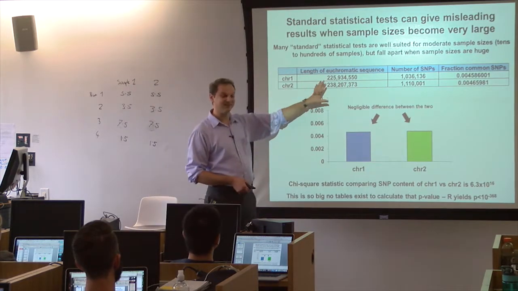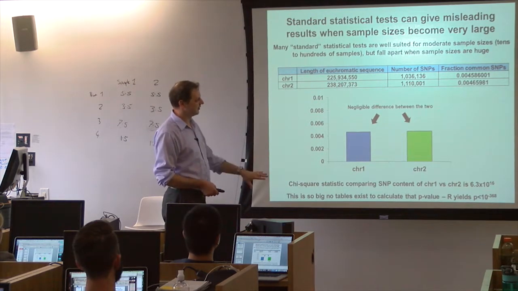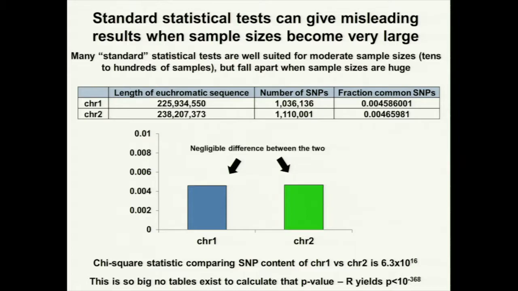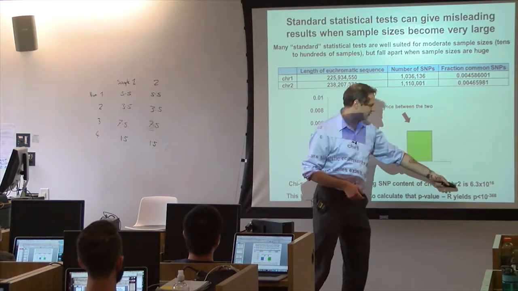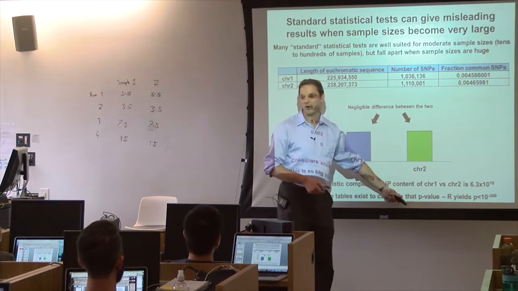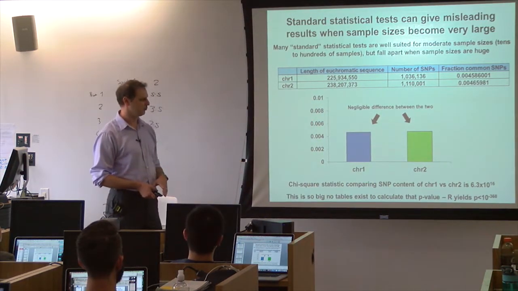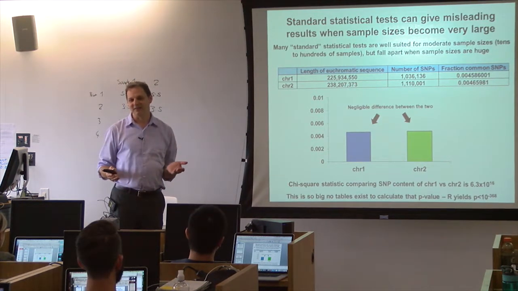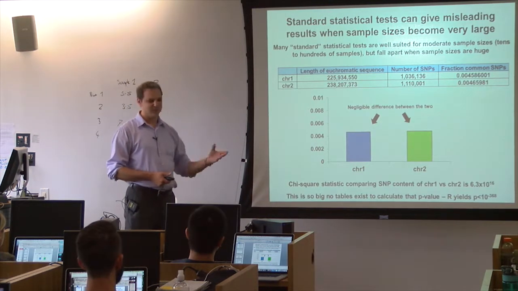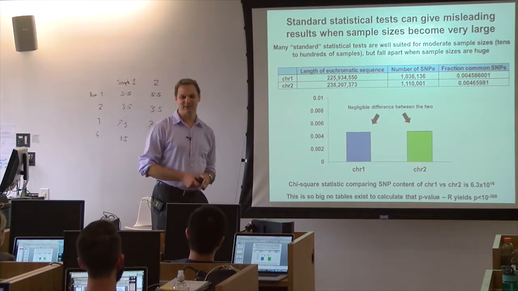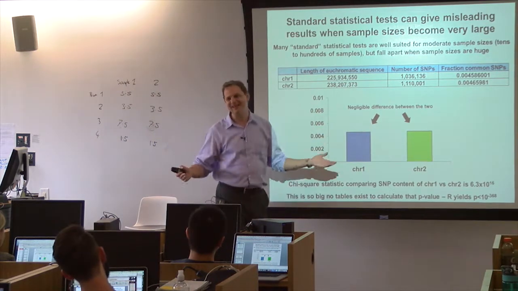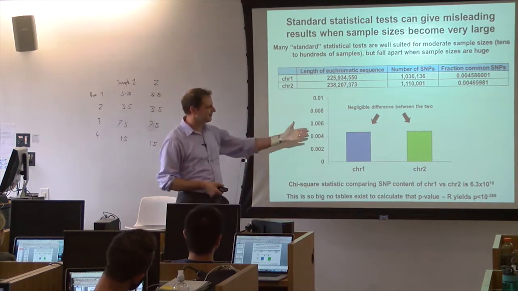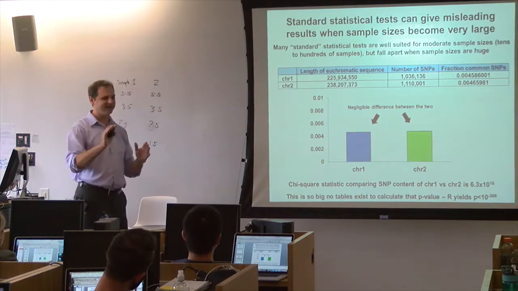But if we now apply a statistical test to that, and a chi-squared would be an okay test to ask, is there a significant difference in the density of SNPs on those two chromosomes? We get a chi-squared statistic of 6.3 times 10 to the 16, which makes it impossible to calculate what that p-value is. It's beyond the floating point range of R, p-value less than 10 to the minus 368. Is that useful? I mean, that's really great in a paper, a p-value of 10 to the minus 368, but it doesn't mean anything. It's just because we threw in so much data, it swamped the statistical test, and there is no difference. Okay, so p-values can kind of work both ways.